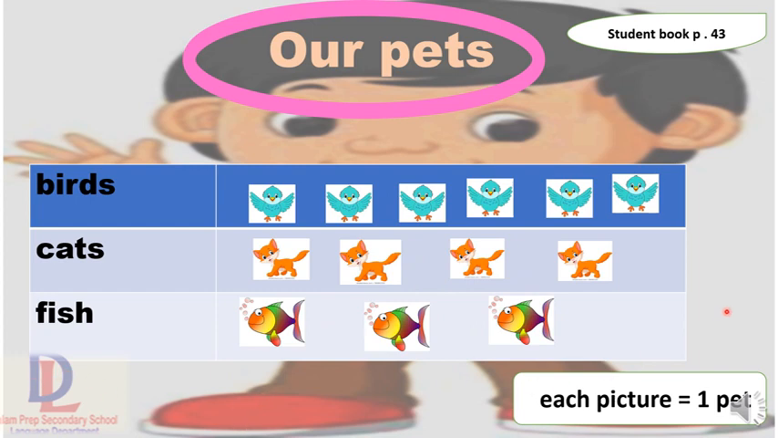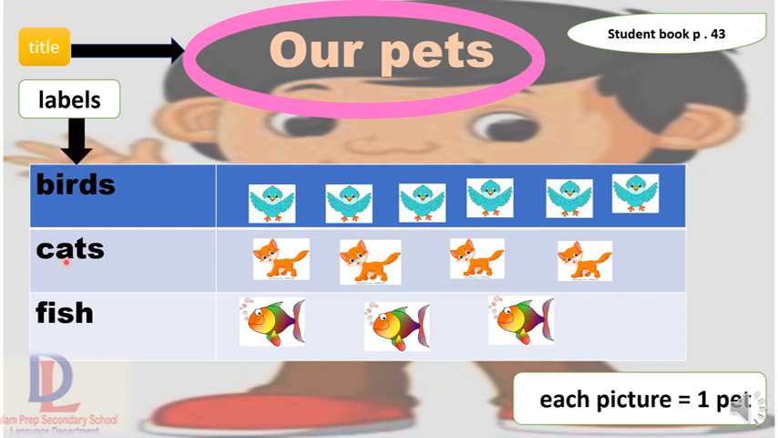This is what we call picture graph. Picture graph consists of title, Our Pets. This is the title of the picture graph. Birds, cats, and fish, we call them labels.